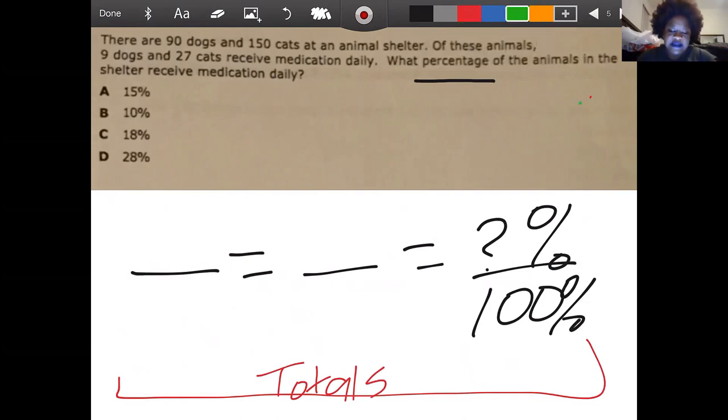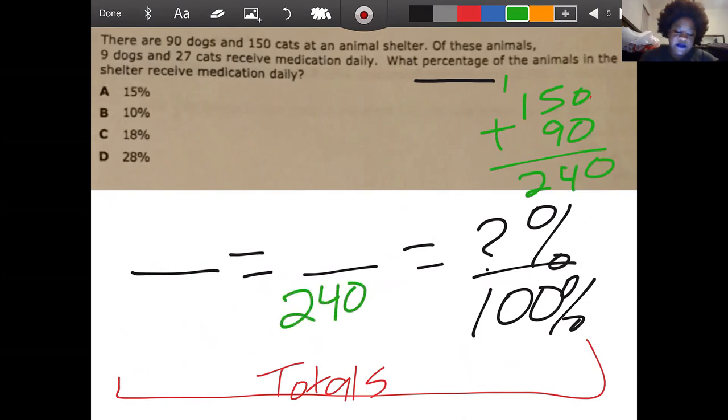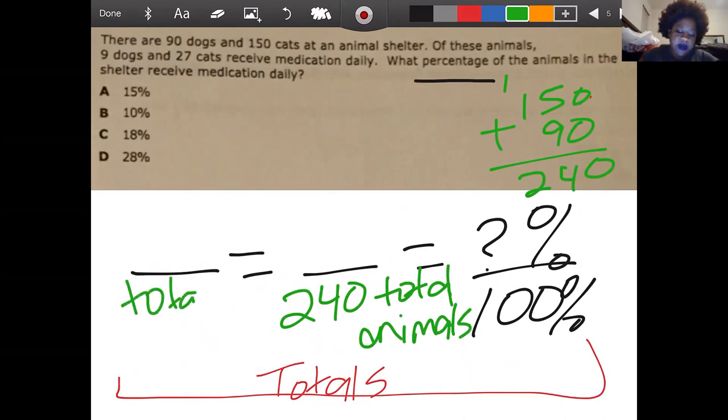Well, let's do this. What's the total amount of animals? So we have to add 150 plus 90 in the whole shelter. So 9 plus 5 is 14, plus 1, 240. So we have a total of 240 animals. So let's write that, total animals. Okay, so let's go ahead and write at the bottom, we are comparing something to total animals. Okay, let's see what it is.